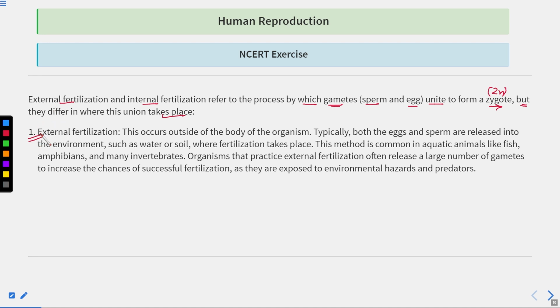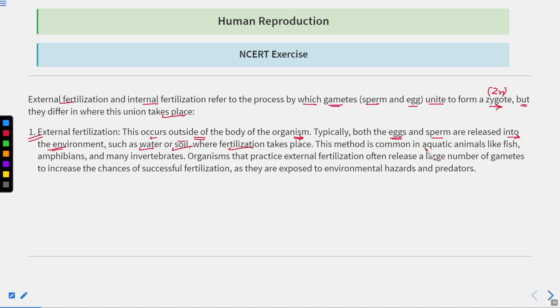So let's talk about external fertilization first. This occurs outside the body of the organisms. Typically both the eggs and the sperms are released into the environment, such as water or soil. So the gametes are released in the water or in the soil, and fertilization takes place outside the body of the organisms. The gametes meet outside the body of the organism in water or in the soil.